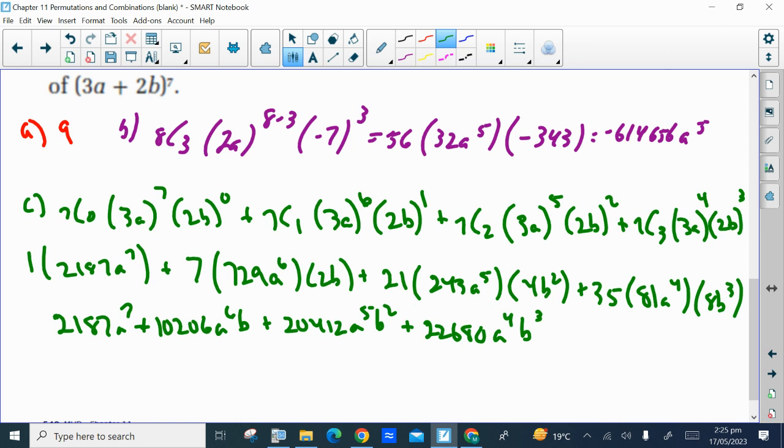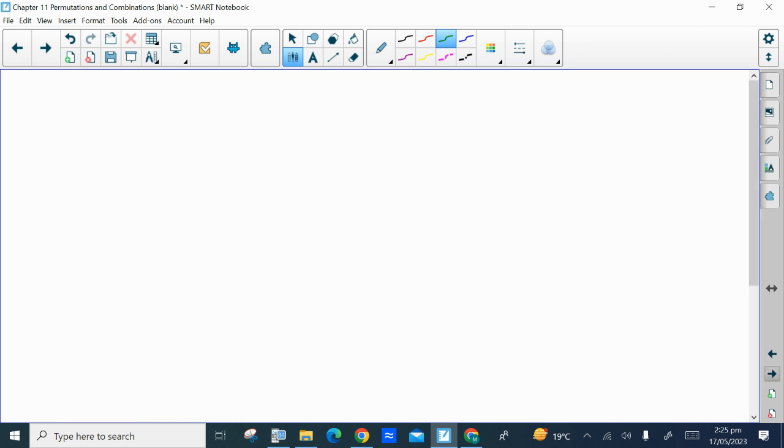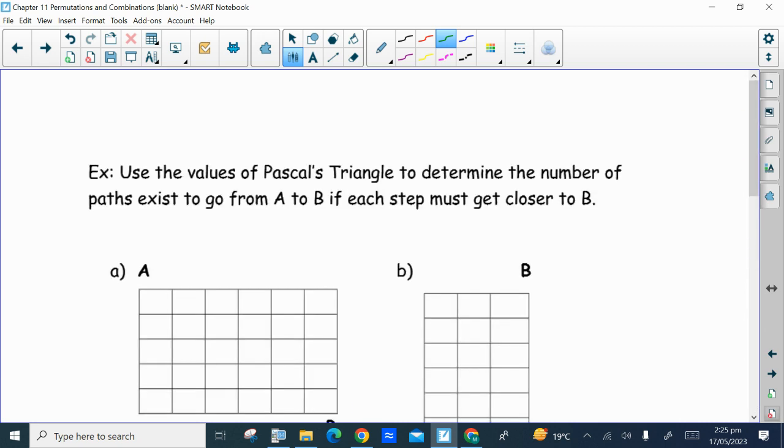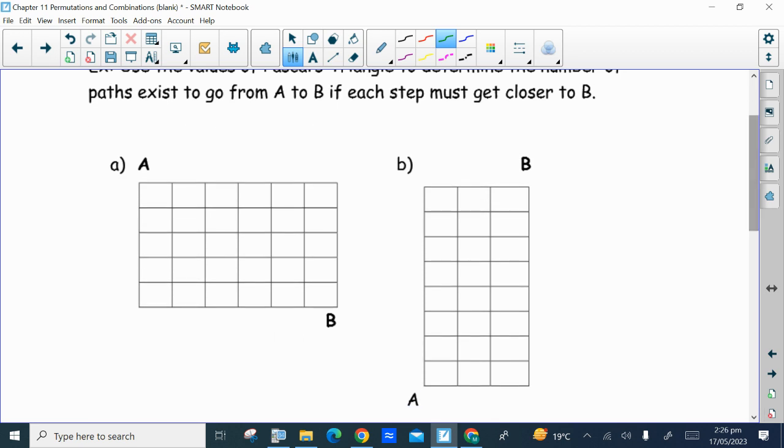Okay? We talked about pathways before. How many different routes can a person follow if they're going from point A to point B on a grid? So we saw that we could do this basically using factorials with repetition.